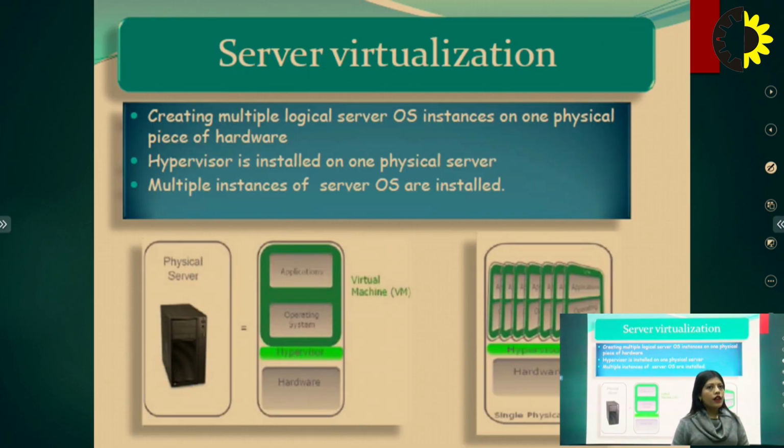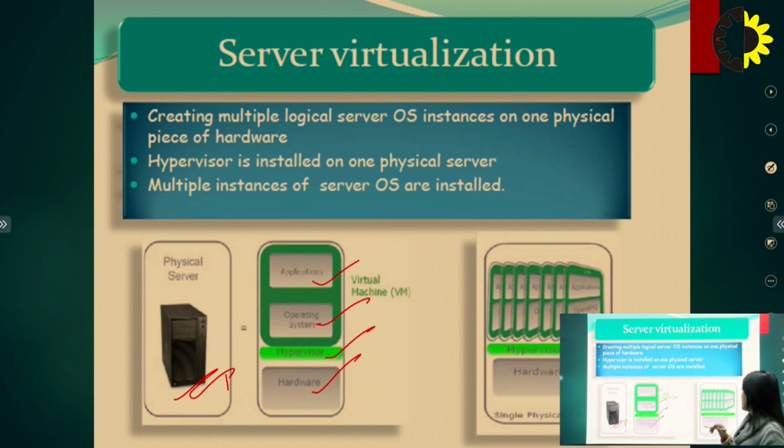Next type is server virtualization. In this we have a physical server, and we create multiple logical server operating system instances on one physical piece of hardware. This is the physical server. The physical server is divided into hardware, hypervisor, operating system, and applications. So this is the single physical server, divided into three parts. First is the hardware, second is the hypervisor, and third is the operating system and applications.